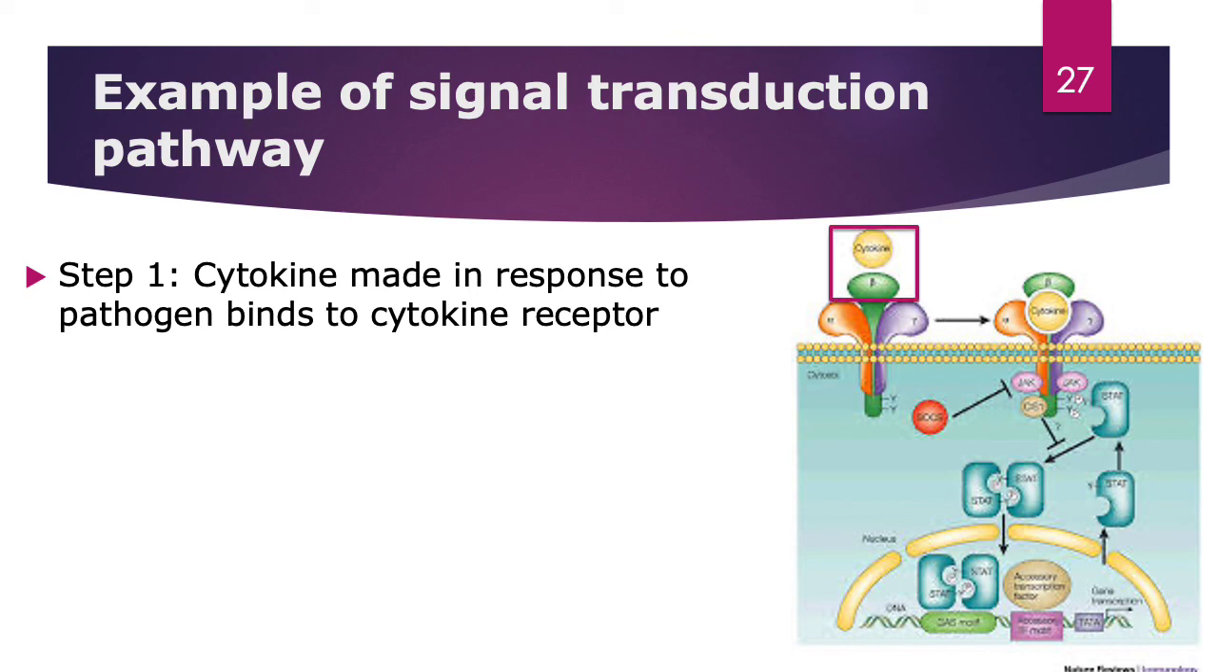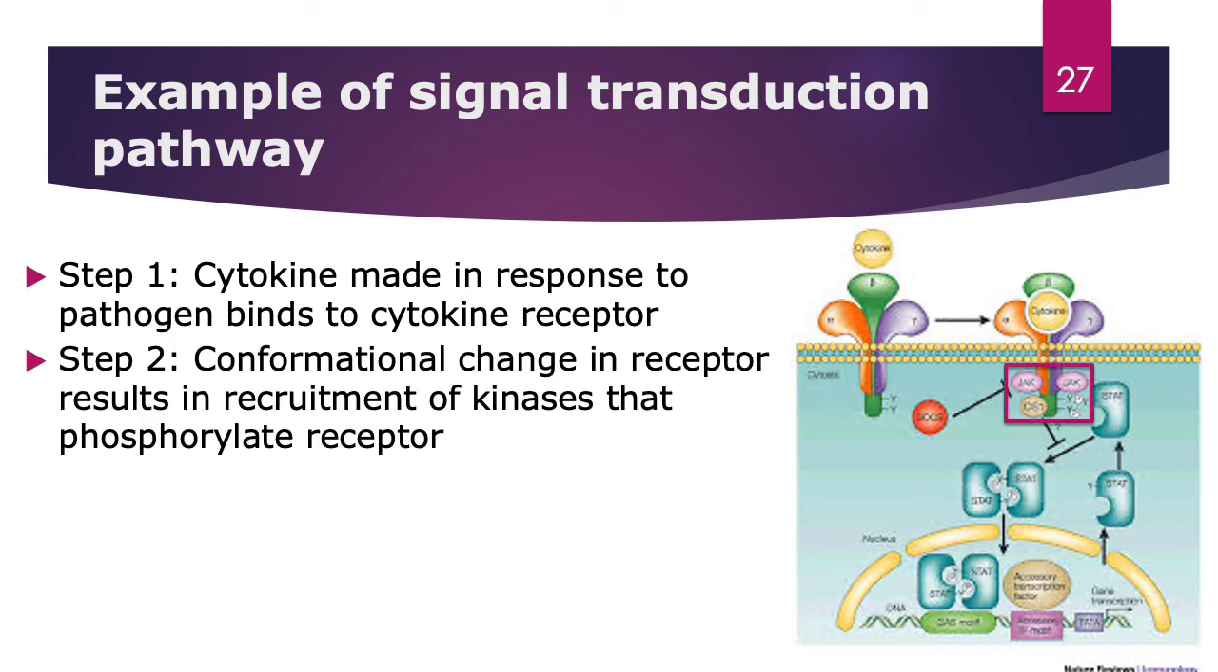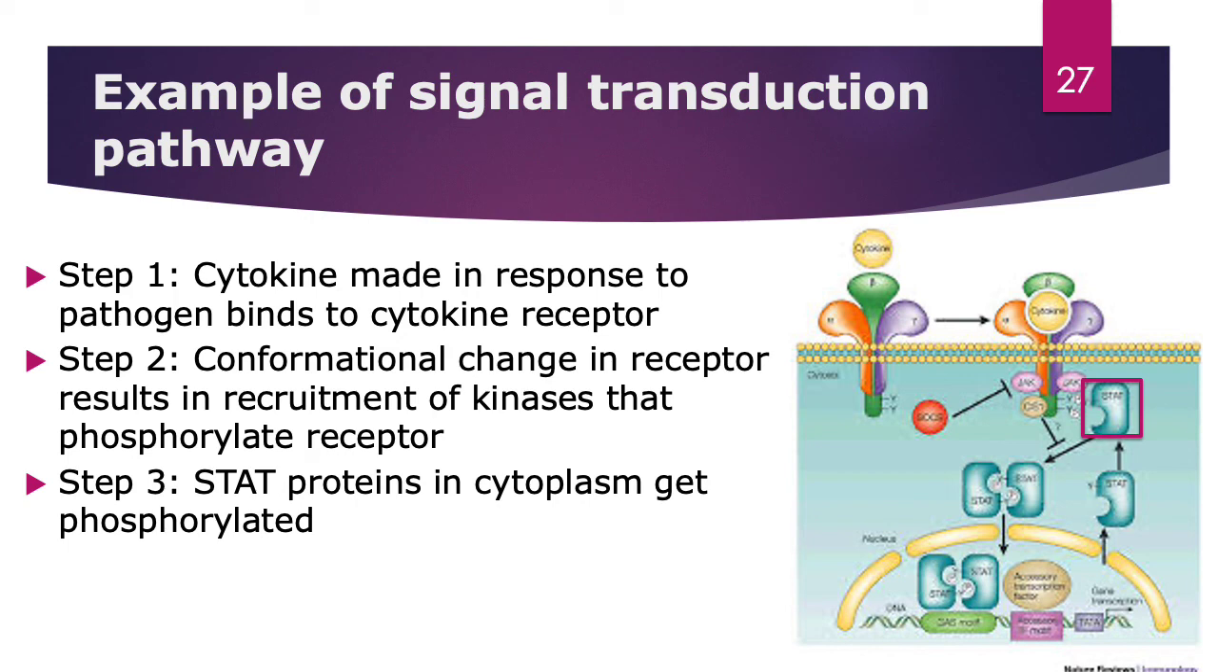The cytokine, as shown here, is detected by the cytokine receptors that are present in the cells. These cytokine receptors then undergo a conformational change, and this conformational change allows the kinase to associate with the receptor and allows the kinase to be active. The activated kinase can now phosphorylate the receptor to generate docking sites for other proteins, and one of these proteins is called the STAT protein, which is a signal transducer and activator of transcription.